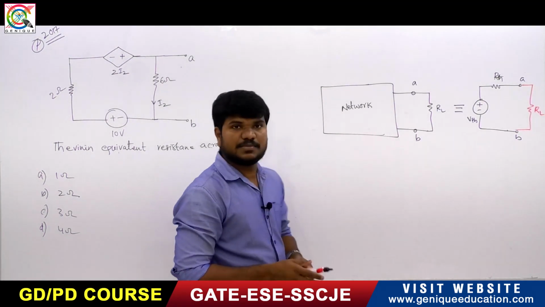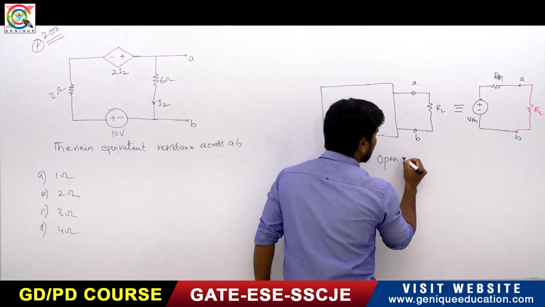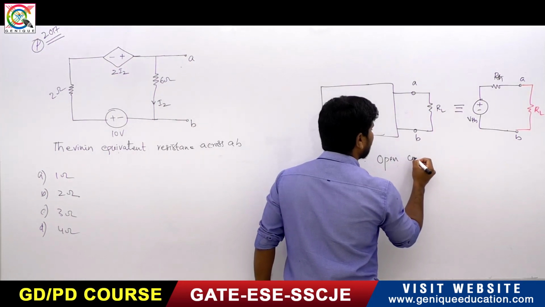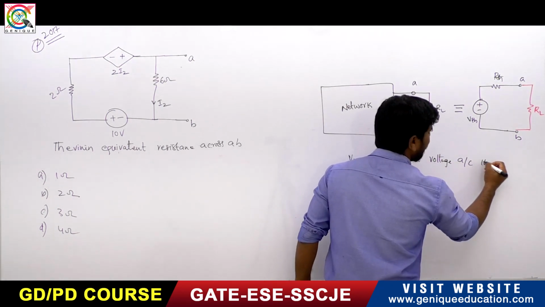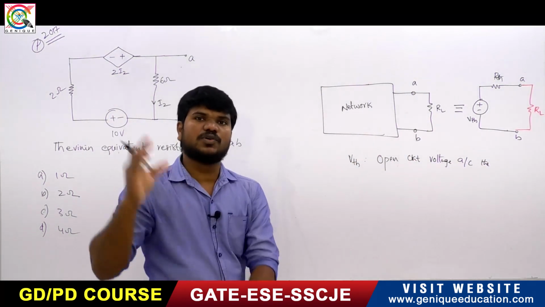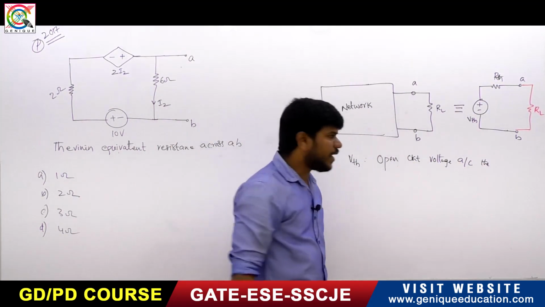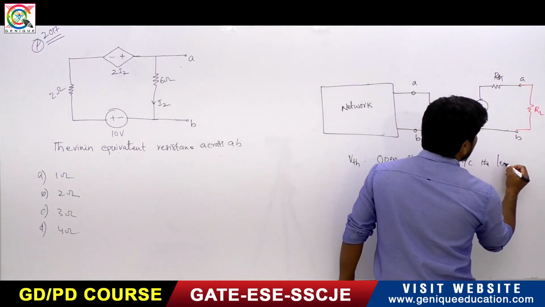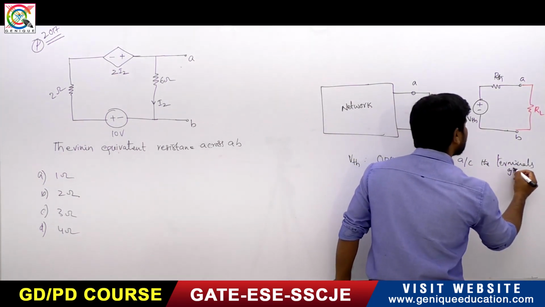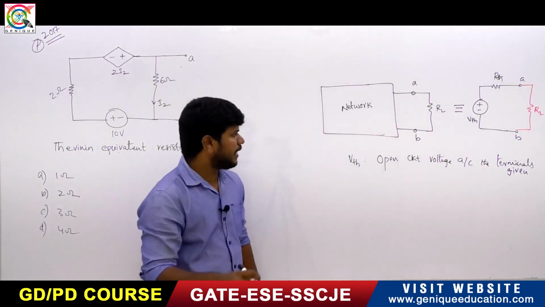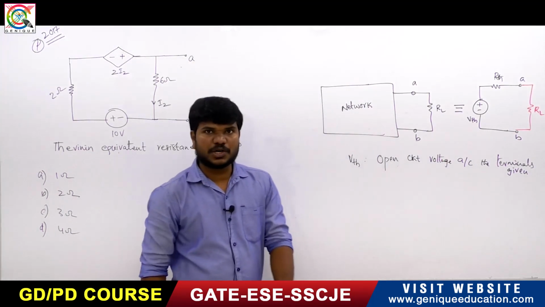What is Thevenin's theorem saying? VTH is the open circuit voltage across the load, at which we have to find the response. That means we have to remove that load. It is the open circuit voltage across the given terminals where you want to find VTH.